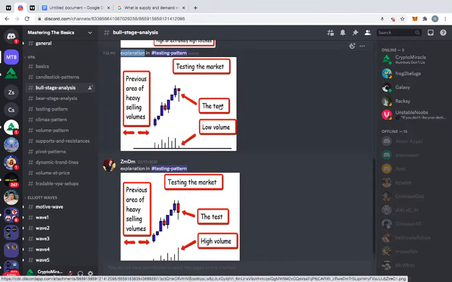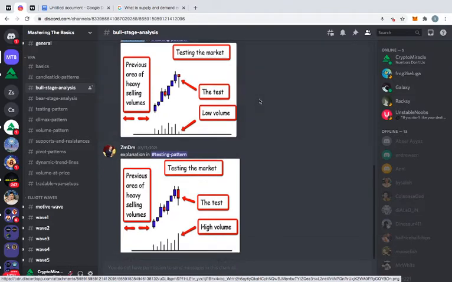If it is a test on low volume, it's absorbed, it's accumulated, it's ready to continue trending upwards. And you're going to see this time and time again in the market, because this is how the markets work. This is how the market makers think and behave. This is literally their insurance policy.